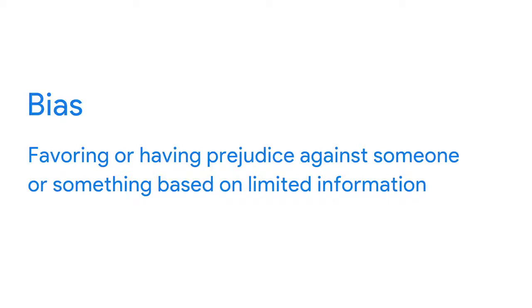Hi there. You might remember when we discussed biases in UX research in an earlier course. Well, in this video, I want to quickly remind you about some of the biases that may occur when you conduct usability studies. As a refresher, a bias is favoring or having prejudice against someone or something based on limited information. All humans have biases, including you and me. The key is to identify and become aware of these biases so that you can guard against them.